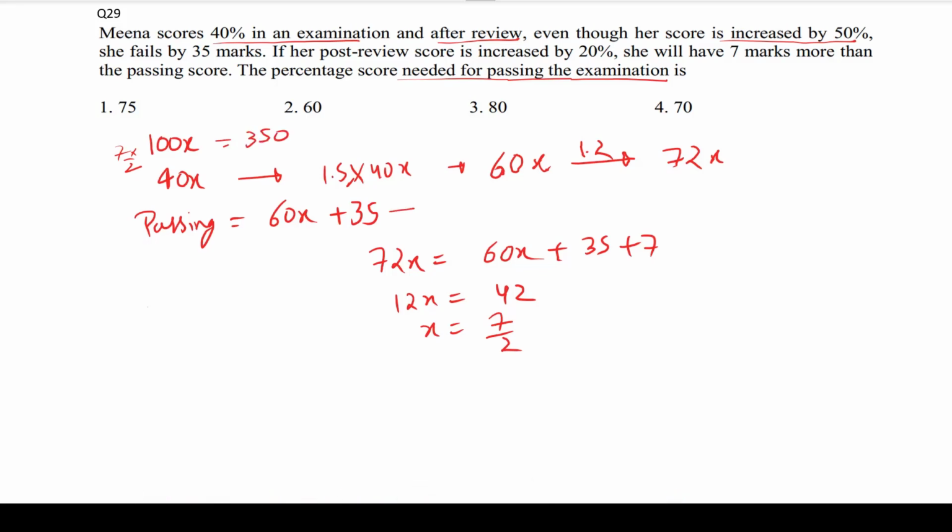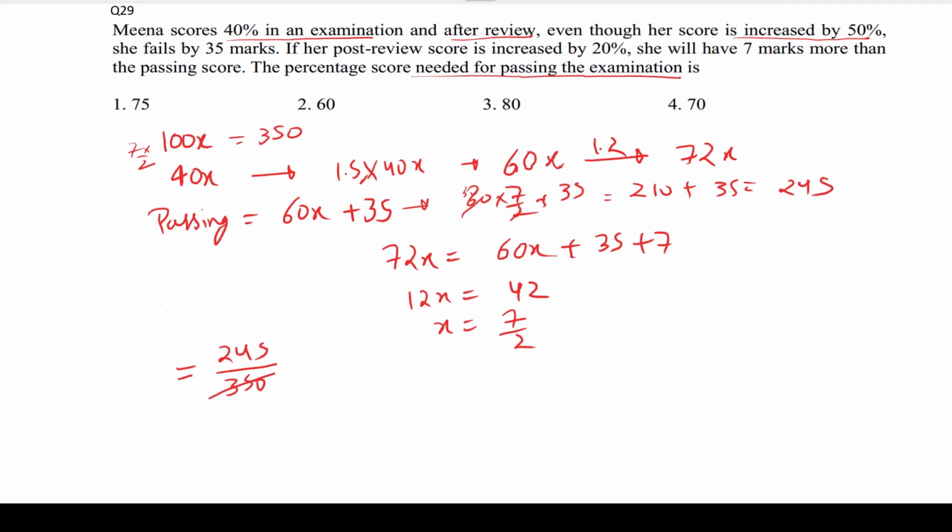And passing marks will be 60 into 7 by 2 plus 35. This will be 210 plus 35, 245. So passing percentage will be 245 out of 350. 7 5 is 35. So this will be 4 5 is 20. 7 and 10. This will be 70.